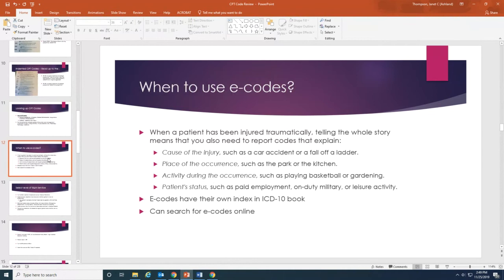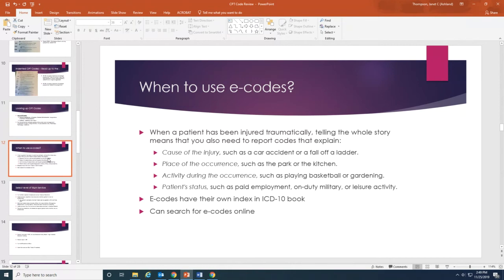There was a question on when to use E-codes. So we don't have to focus a whole lot on these. This is going to be if you work in orthopedics, maybe if you work in the ER, workers' comp. This is where you're going to get into more of the E-codes. And we have 4 different categories. So it's the cause of injury, place of occurrence, activity during the occurrence, and the patient status.